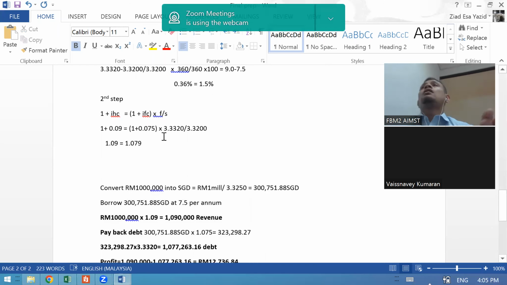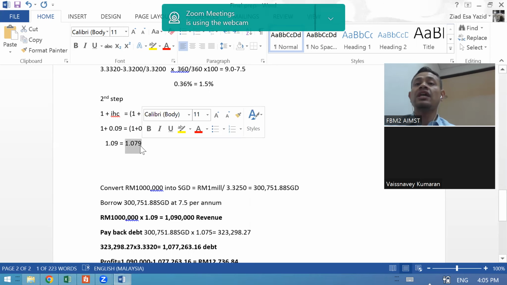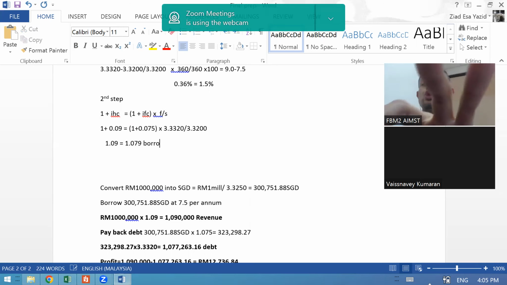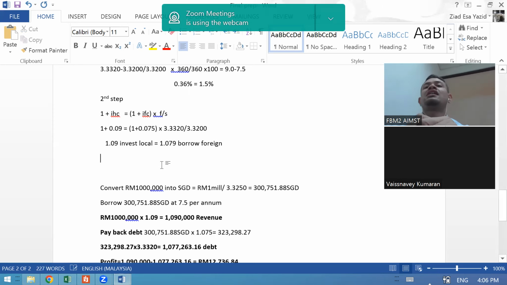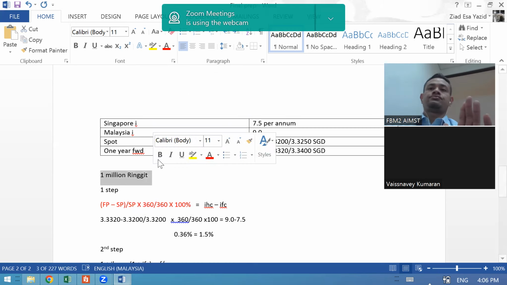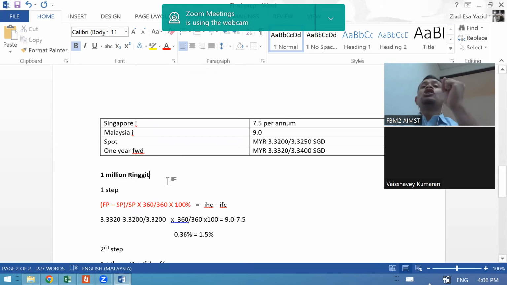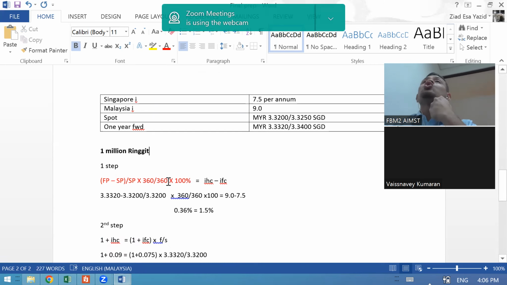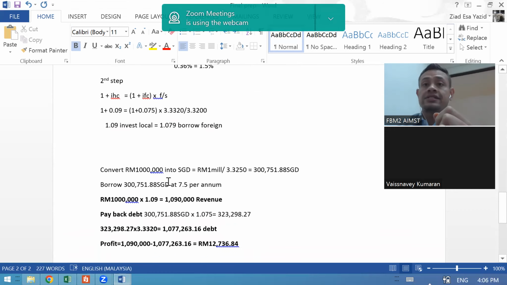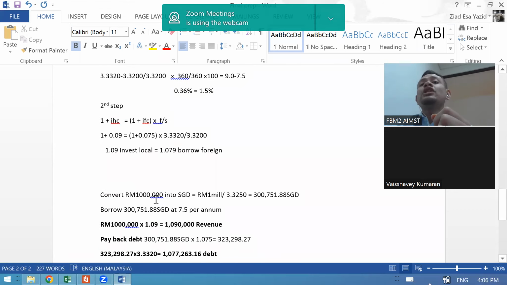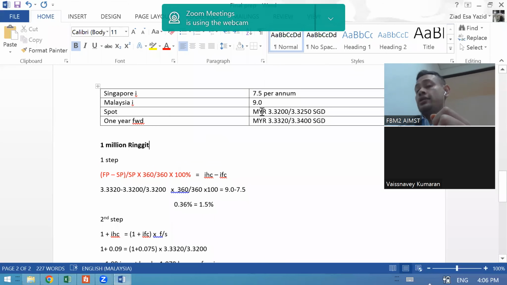So let me explain again. For this case, it turns out you need to borrow foreign, and then you invest local. The thing is you have 1 million ringgit. So in order for you to borrow foreign, you need to convert into foreign first. I convert 1 million into Singapore dollar. I convert at spot.